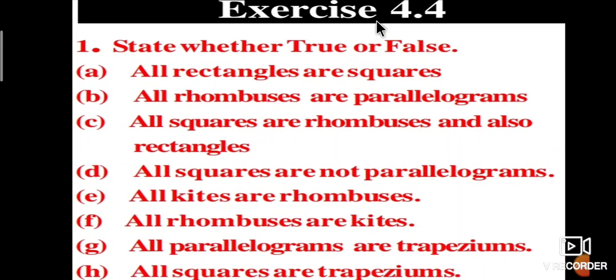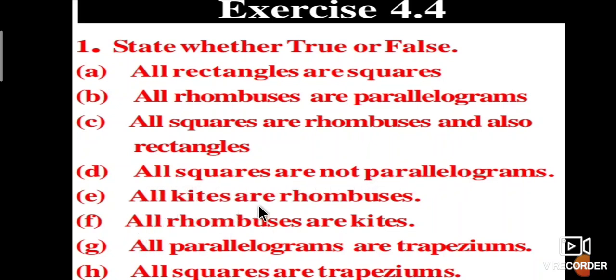Next, exercise 4.4: state whether true or false. First question, students: all rectangles are squares. Second: all rhombuses are parallelograms. Third: all squares, rhombuses and also rectangles are parallelograms. All squares are not parallelograms.